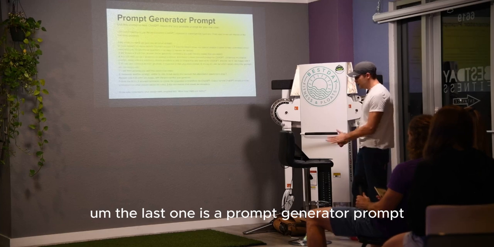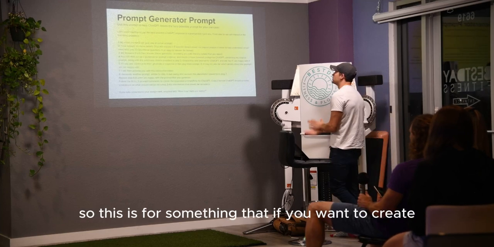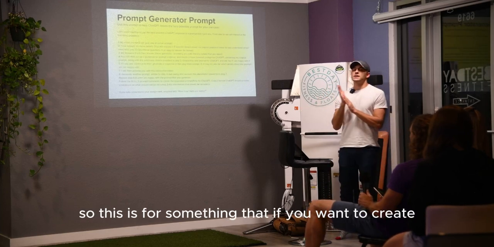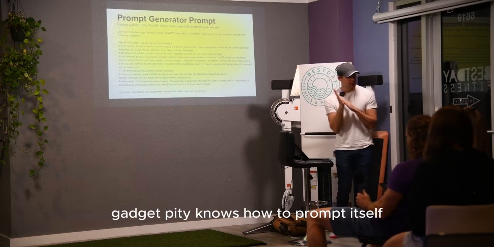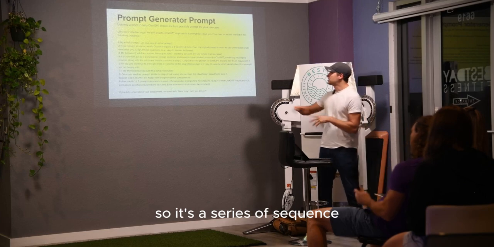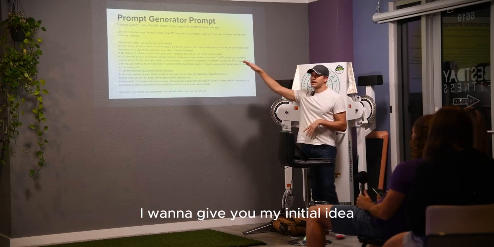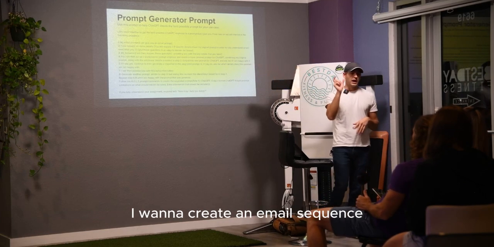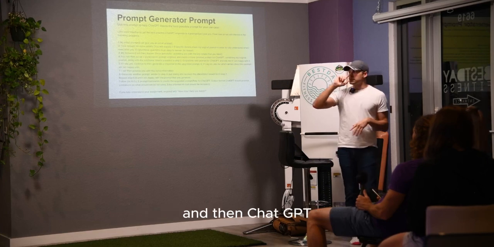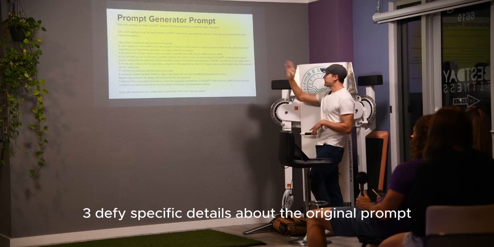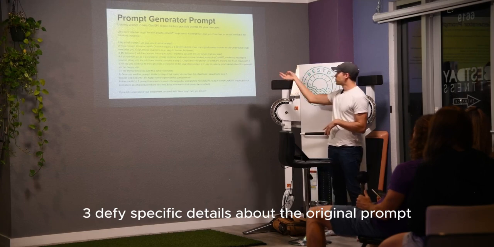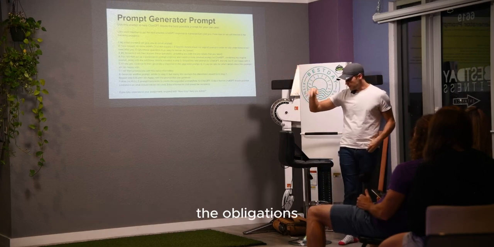The last one is a prompt generator prompt. So this is for if you want to create the best possible prompt, ChatGPT knows how to prompt itself. So it's a sequence, basically saying, I'm going to give you my initial idea. I want to create an email sequence. And then ChatGPT is going to request more details, right? 3 to 5 specific details about the original prompt in order to fulfill the obligations.